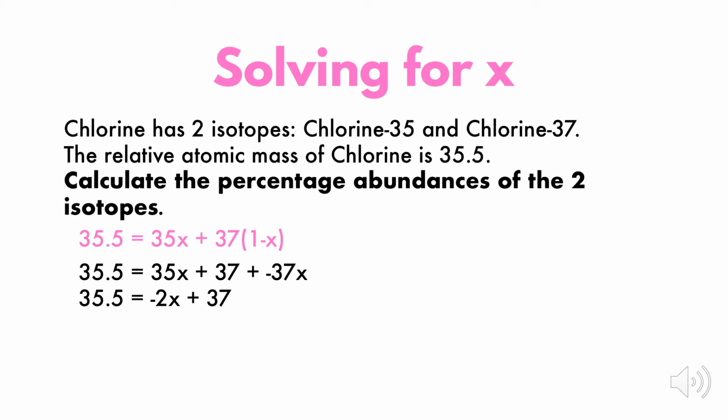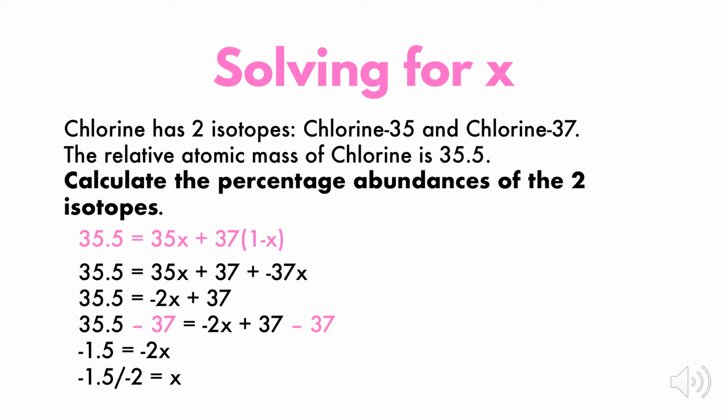Now I need to simplify, so I need to remove the 37 from the right hand side. To do that, I need to subtract 37, but remember what you do to one side, you have to do to the other. So I've subtracted 37 from both sides of my equation. That leaves me with minus 1.5 equals minus 2x. Almost there then. The final step is to just calculate x. I can do that by doing minus 1.5 divided by minus 2, and that works out as 0.75. So we've got x now.